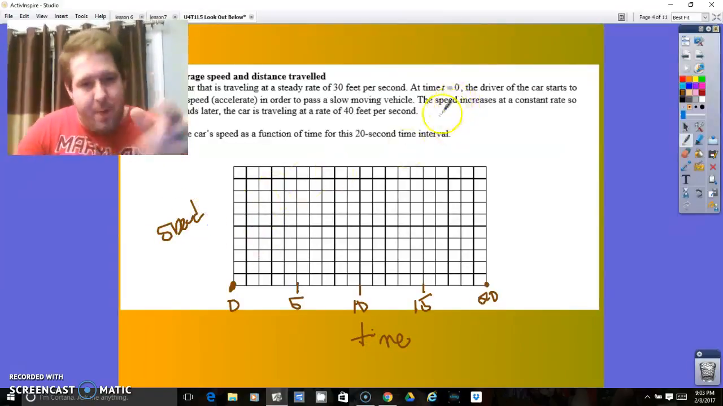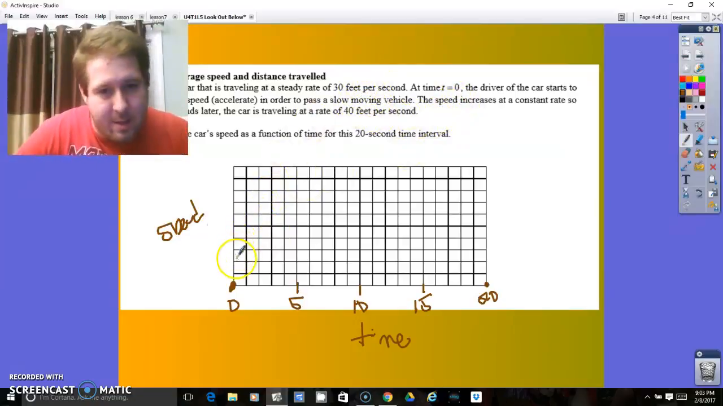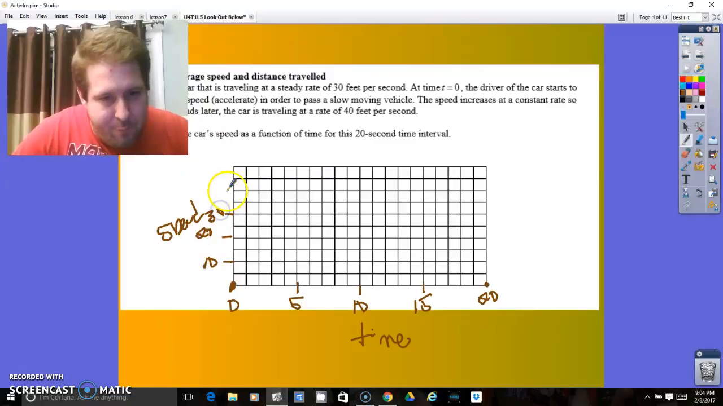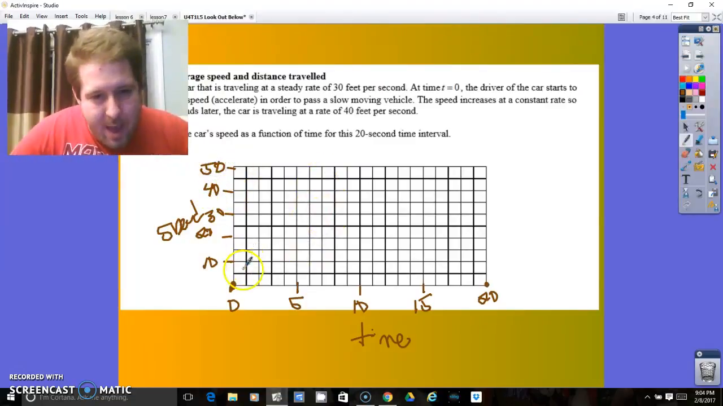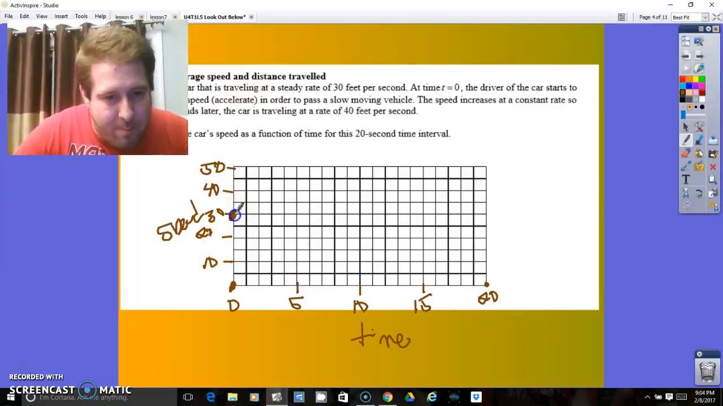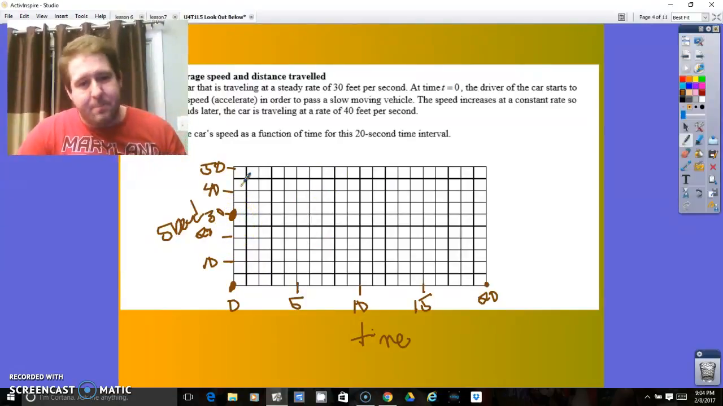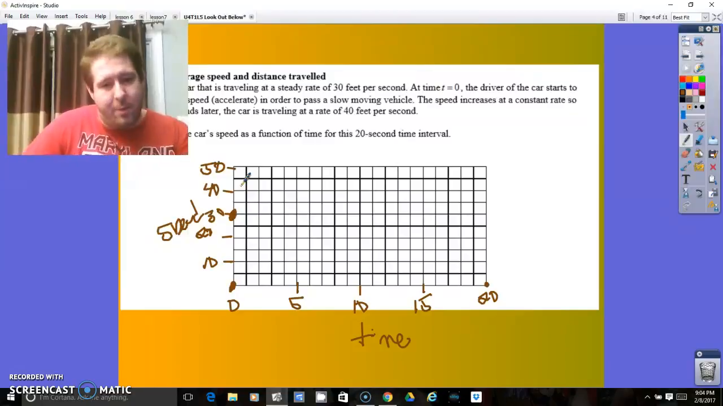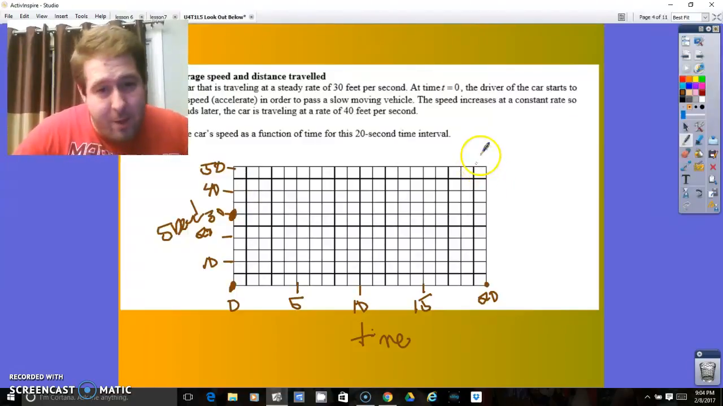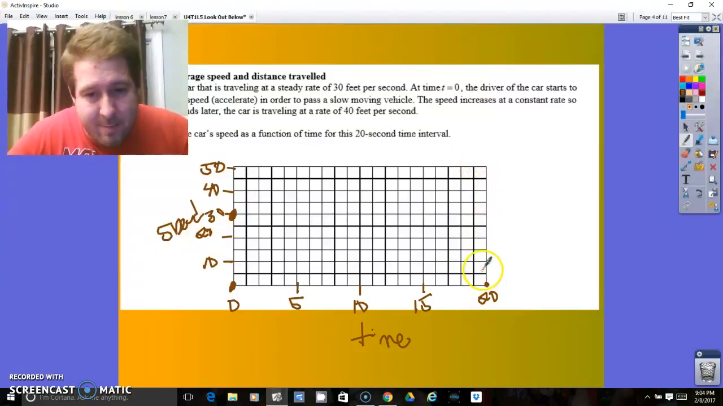Now, as you probably read in this scenario already, it says that the car started going 30 feet per second. I'm going to go by 5, so that's 10, that's 20, that's 30, 40, 50. Now that I've got everything set up, at the beginning of the story, you're going 30 meters per second. You're not stopped, because what you want to do is go around the car that's in front of you. In order to do that, you're going to have to speed up a little bit. So by the time the story ends, 20 seconds later, you've got a speed of 40 feet per second.